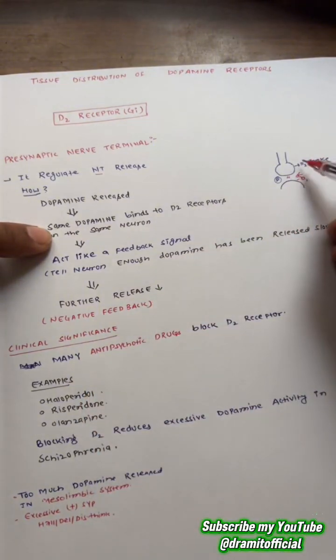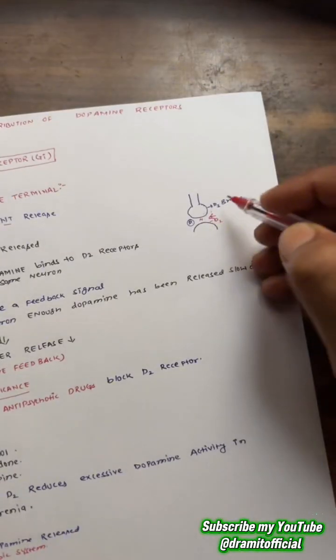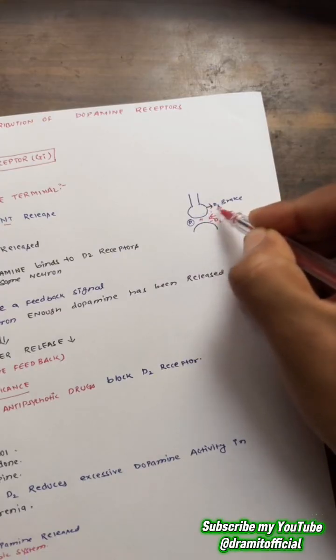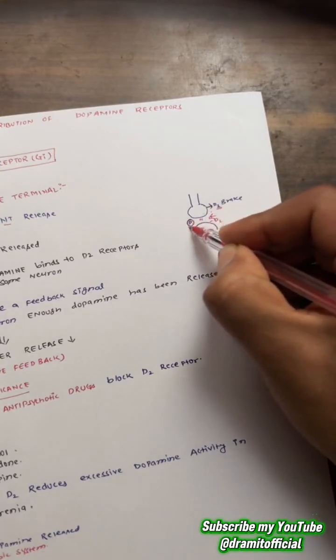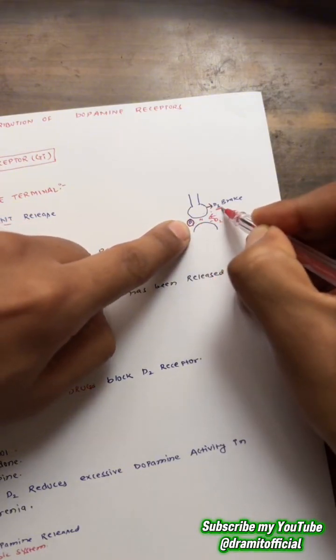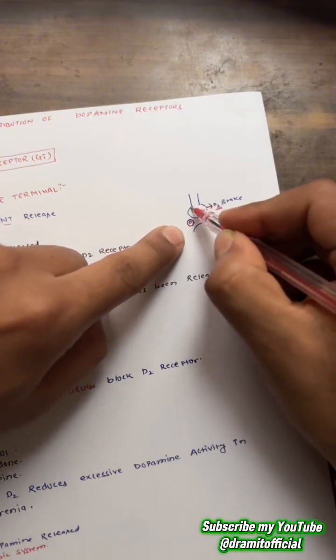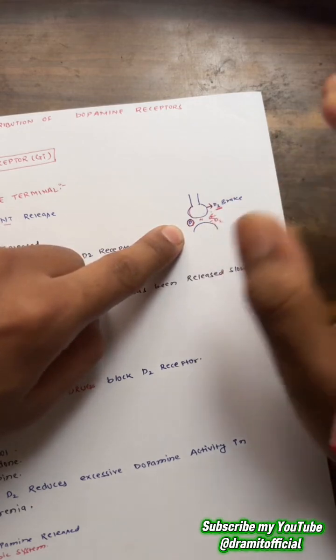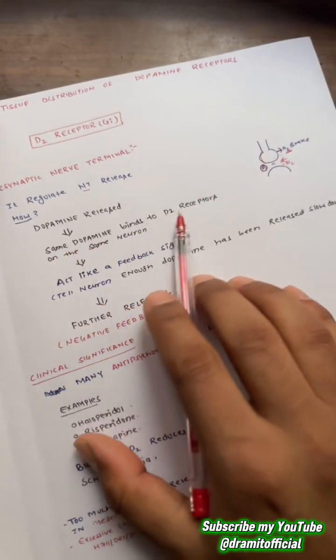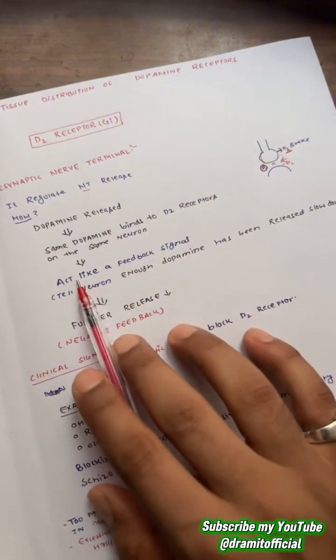Okay, so suppose this is a presynaptic neuron. In the presynaptic neuron there is a receptor called the D2 receptor. So if more dopamine is released over here, then this dopamine will go and bind to these receptors and will tell the neuron, please don't release more dopamine now, enough dopamine has already been released. So this is how the same dopamine binds to a D2 receptor on the same neuron and acts like a feedback signal.